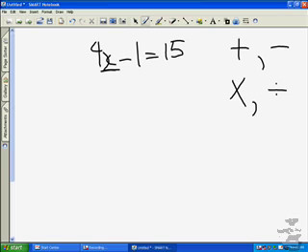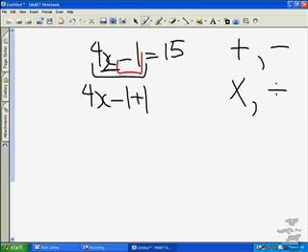So the first thing we want to get rid of is this -1, so we're going to work at getting that out of there. We ask ourselves, what's the opposite of -1? It's, of course, +1. We learned that in integers. So we can just add +1 to that side. So it went from 4x minus 1 to 4x minus 1 plus 1.